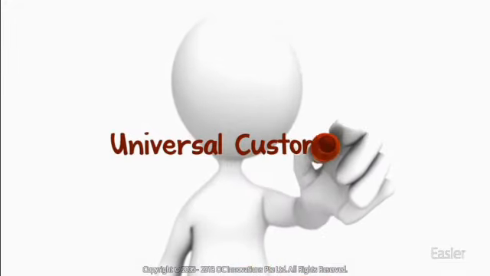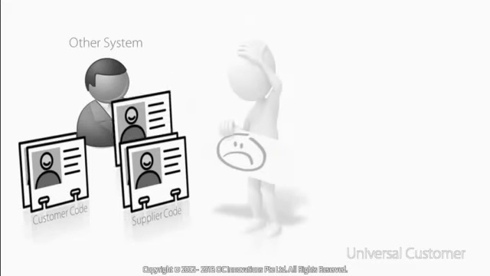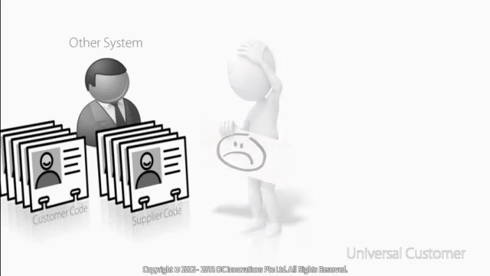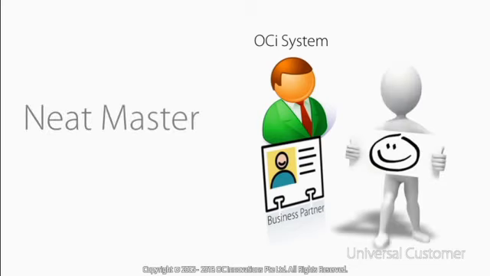Universal customer. Unlike most other systems, if you have a customer, you need to set up a customer code. And if the same customer is also a supplier, you need to set up another code. Imagine if you have 10 such cases, that would mean you have 20 codes. And when you need to do contra transactions with them, it can be very messy and difficult. Good news. For the OCI system, we only need to set up one code. We call it Business Partner. This makes the contact master look neat and very easy to do contra transactions.